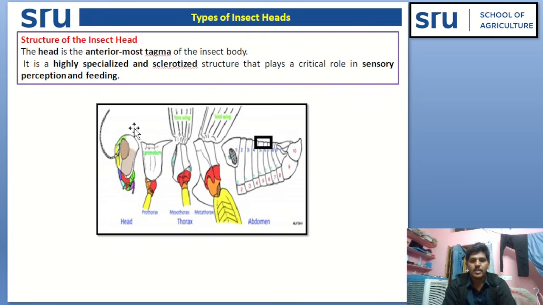In this session, we are discussing types of insect heads. Before going into the discussion, see here the structure of the insect head. Insect head is the anterior most tagma of the insect body. This is a highly specialized and sclerotized structure that plays a very important role in sensory perception and feeding.